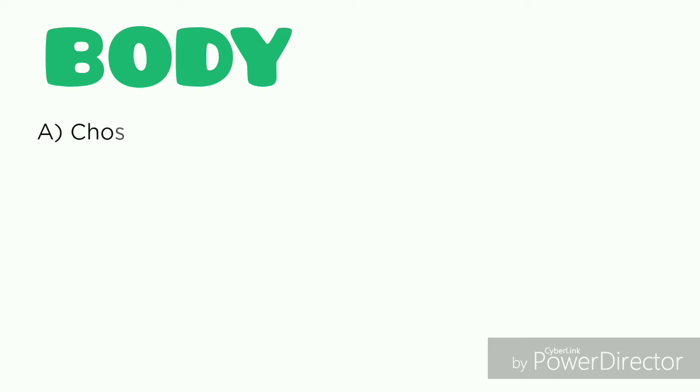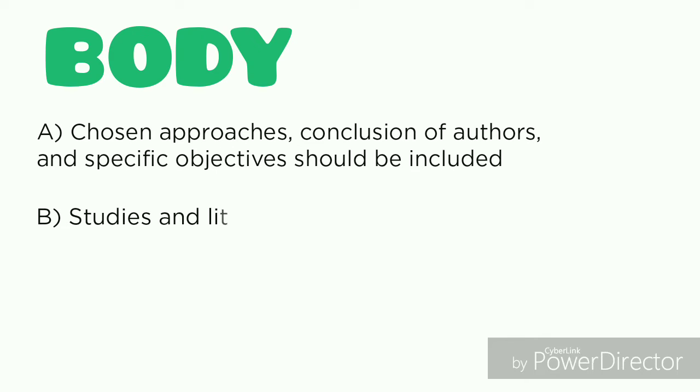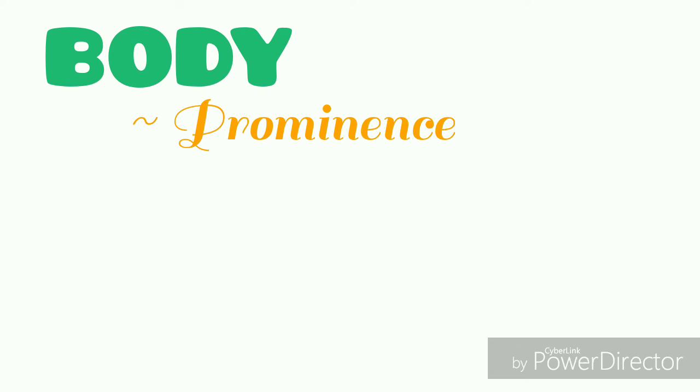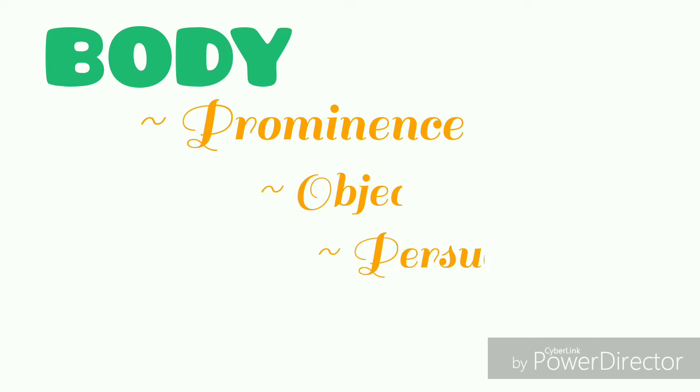Second, the body. It comprises these. A. Chosen approaches, conclusions of authors, specific objectives, and the like should be included. B. The studies and the literature should be summarized. For the studies, primary consideration must be given to the results of the studies that include the variables. So in choosing this literature, the following should be considered: provenance, objectivity, persuasiveness, value.